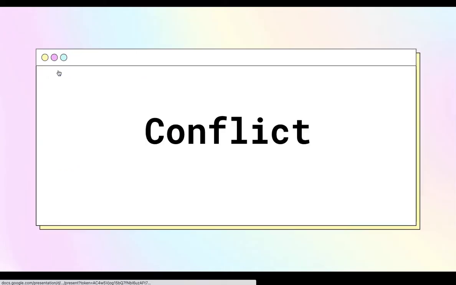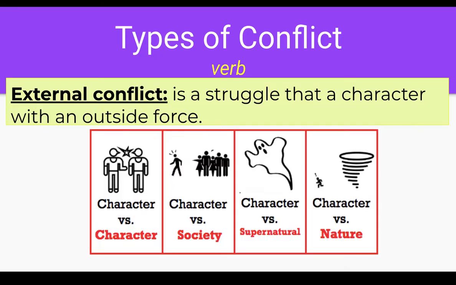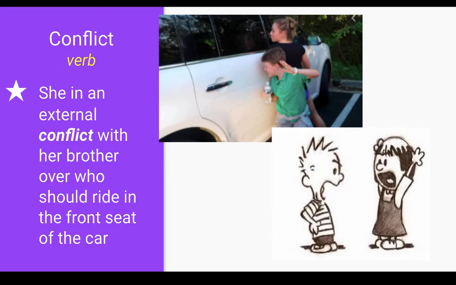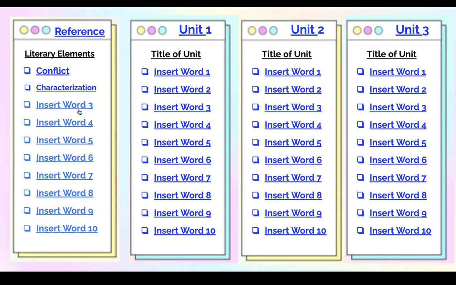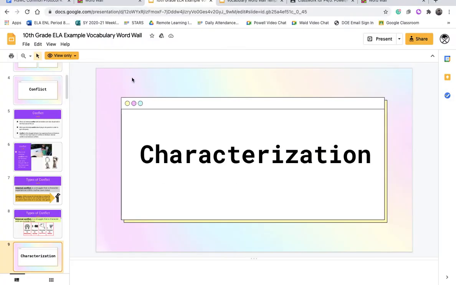So if we click on conflict, it's going to link us right to that slide, and then you will see the 7-step vocabulary presentation for that word. If we go to another word, characterization, it'll take us to that word as well. Now I'm just going to go over the steps on how you can do this.